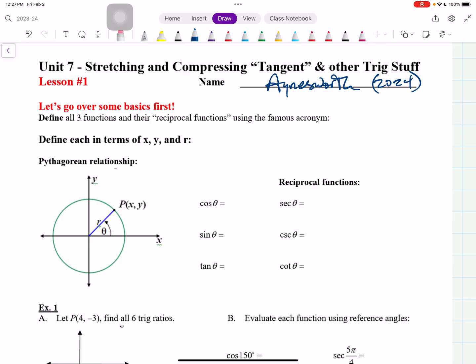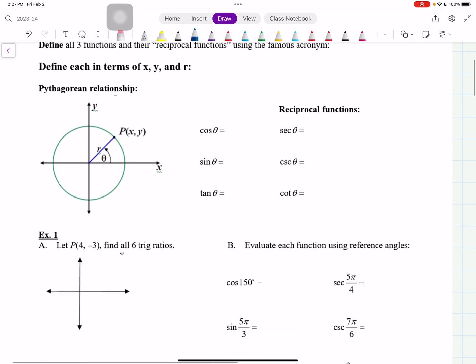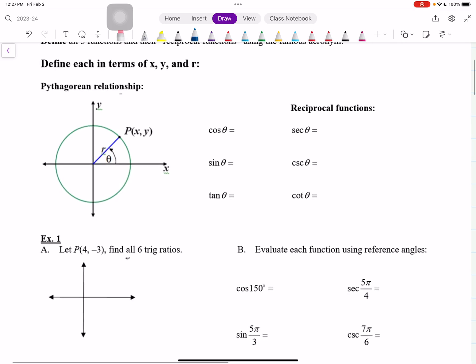And we're going to start the discussion with going over the three basic functions, sine, cosine, and tangent, and their reciprocal functions, and then get right into the tangent function and focus in on the tangent function and how it can be stretched or compressed either vertically or horizontally. So let's go over some basics first, and let's start off with the circle with radius r here. So let's draw some pictures and recall the basic definitions of sine, cosine, and tangent.